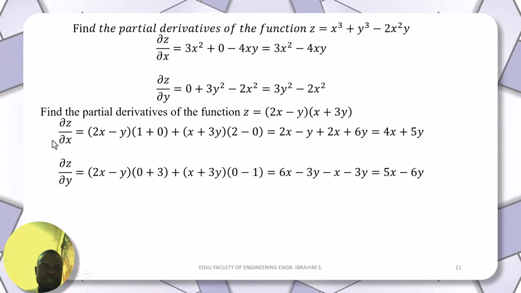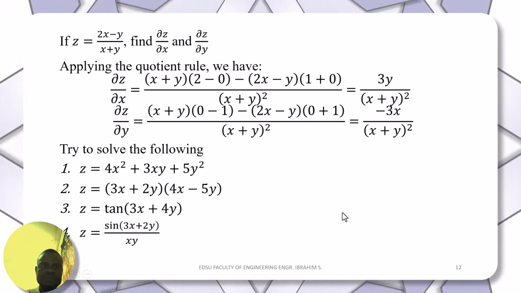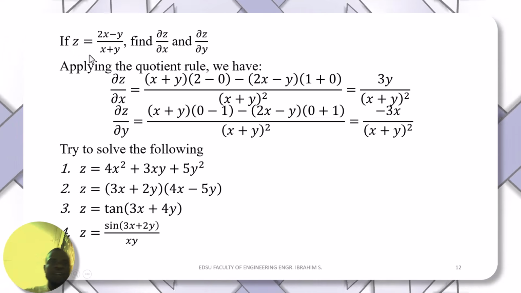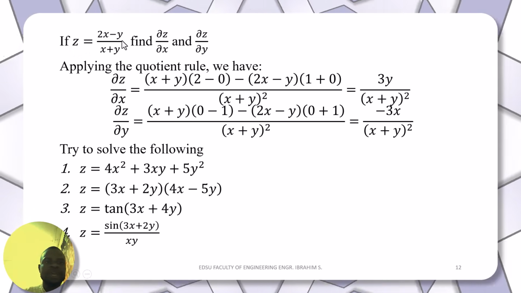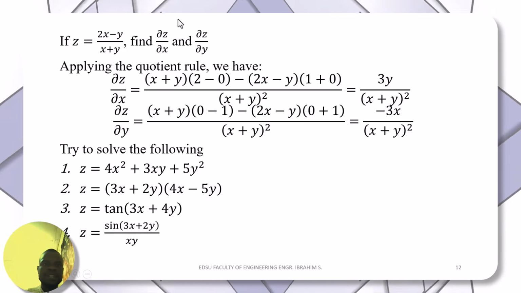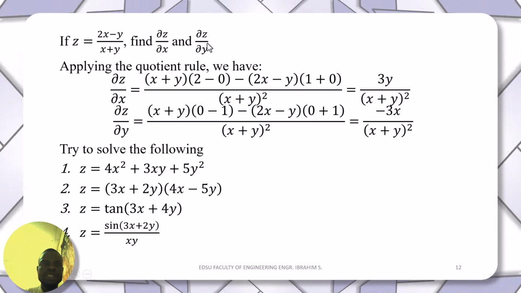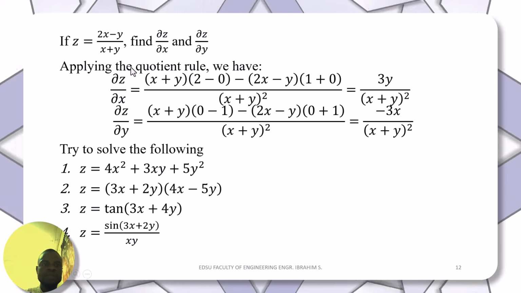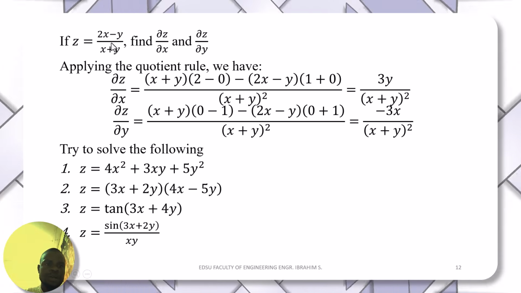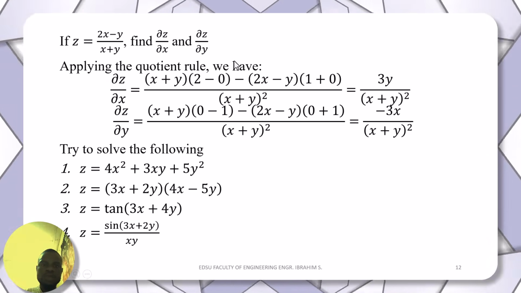So with respect to x I have this, with respect to y I have this. So I have another question here. If z equals (2x minus y) all over (x plus y), find the partial derivative with respect to x and with respect to y. Looking at this, it is a quotient, which means you have to apply the quotient rule.